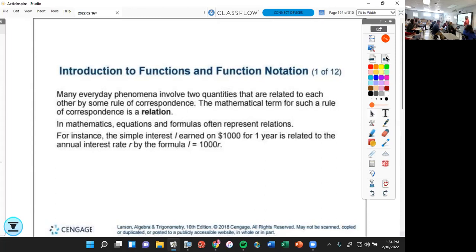I equals PRT. You're all familiar with that formula? Interest equals principal times rate times time. Okay. So if I want to know how much interest I'm going to earn, I, on $1,000 for 1 year, 1,000 is my P, my time is 1. So the relationship is that the interest earned is equal to 1,000 times the interest rate. And that'll tell you how much interest you earn on $1,000. How many variables are there? Okay, 2 variables. And those variables are I and R, which means there is a relationship between I and R.